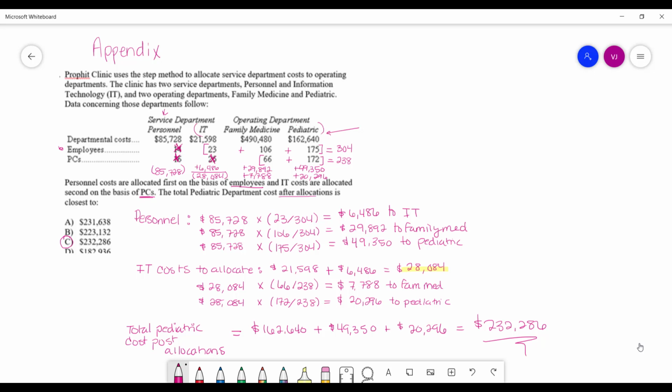So hopefully that's helpful seeing that illustrated. That is the step-down method for service department allocation, the appendix of Chapter 4. Good luck with the rest of the chapter, and we'll move on to Chapter 5 soon.